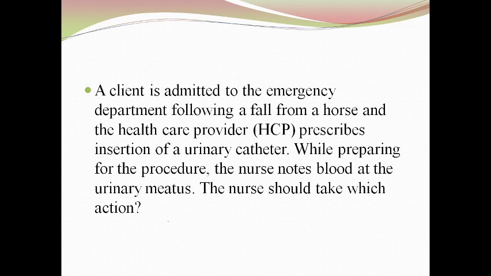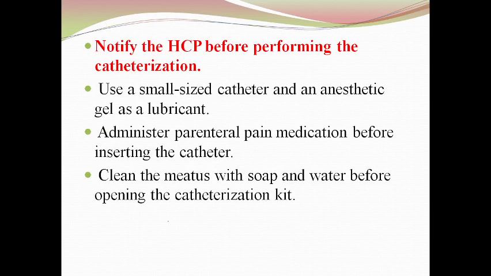A client is admitted to the emergency department following a fall from a horse, and the healthcare provider prescribes insertion of a urine catheter. While preparing for the procedure, the nurse notes blood at the urinary meatus. The nurse should take which action? So we have to notify the healthcare provider before performing the catheterization. That is the priority.